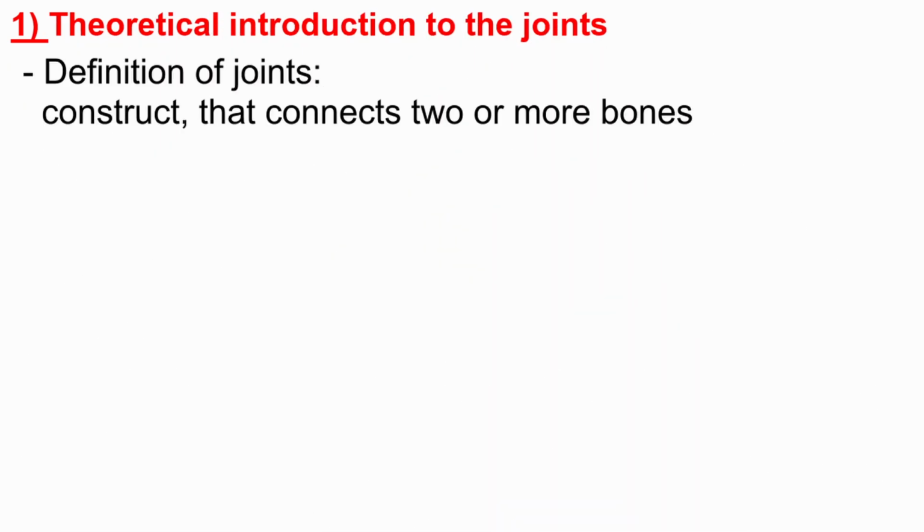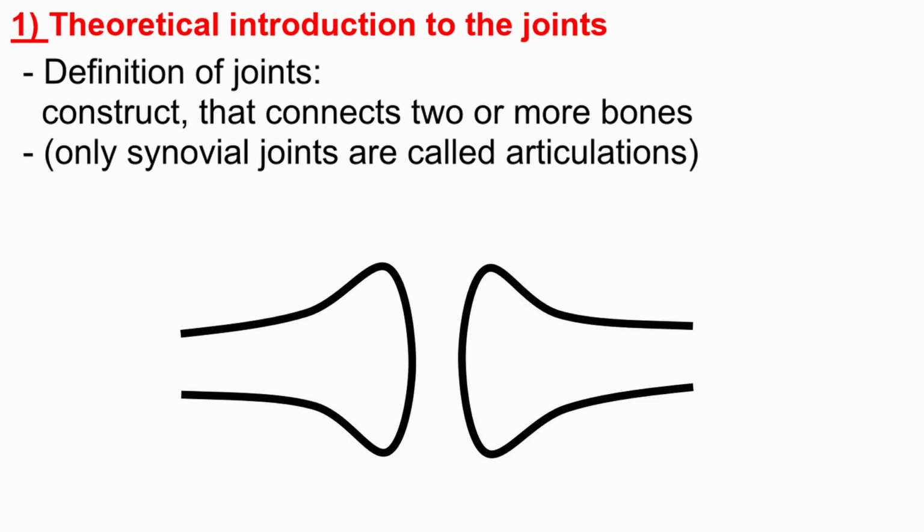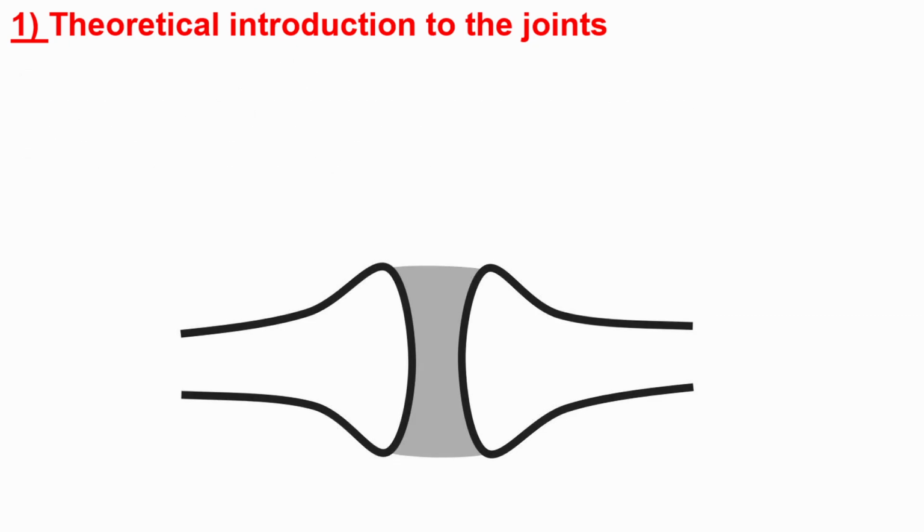First, we define what joints are. A joint is a construct that connects two or more bones with each other. You could also say that the two bones communicate or articulate with each other. Figuratively speaking, we could also say that we have a gap between two bones and that this gap is then filled with a substance, or more specifically, connective tissue.